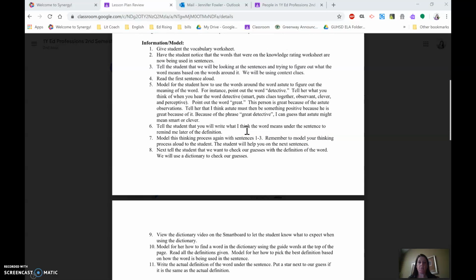The information model, this is your script. Remember we talked about the lesson plan: you should be able to hand your lesson plan to somebody else and it be detailed enough that they can read through it and teach it. So you really need to be detailed in here. When we did our lesson plans at the beginning of the year, this is where most people had issues. You were not detailed.